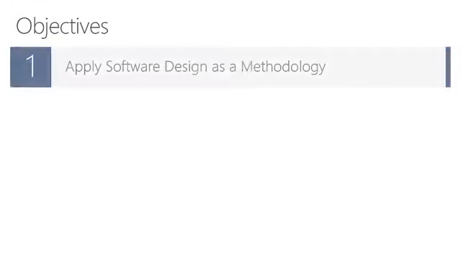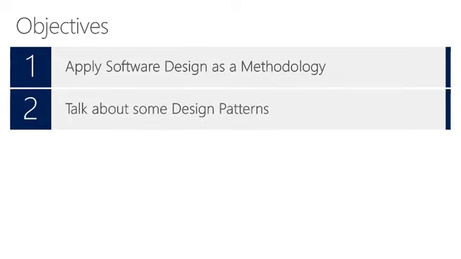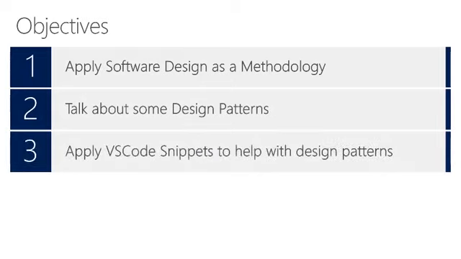Let's take a look at our objectives. First, I'll talk about how you can apply software design as a methodology itself. So this is where I'll discuss how you can use the awareness of design patterns as a tool in thinking about how you're going to implement business requirements in your app. Next, I'll talk about some of the design patterns specifically and the elements that make them so powerful. And then finally, we'll cover how Visual Studio Code snippets can be used to help you implement those design patterns.